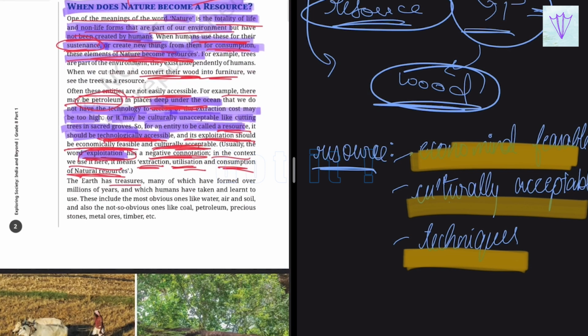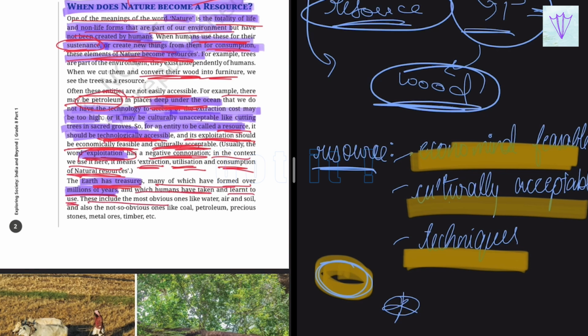The earth has treasures, many of which are formed over millions of years. So the earth has many treasures, but it takes millions of years for their formation. Even for a piece of soil to form, it takes many millions of years. Like rock should break, weathering should happen, and then the soil will be formed. In the same way, the earth has many treasures, like we have many mines and petroleum and many more, and the formation of those will take millions of years, and humans have learned to use them.